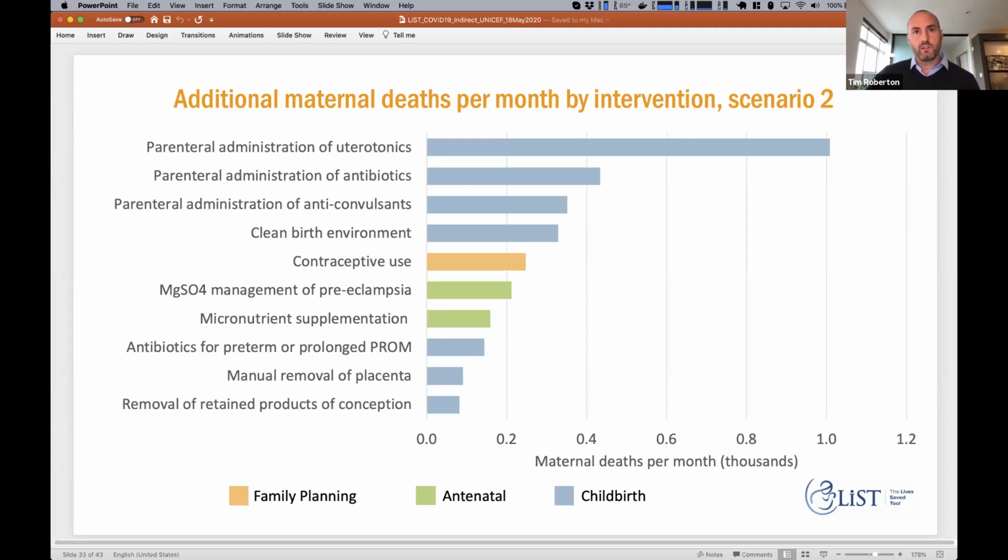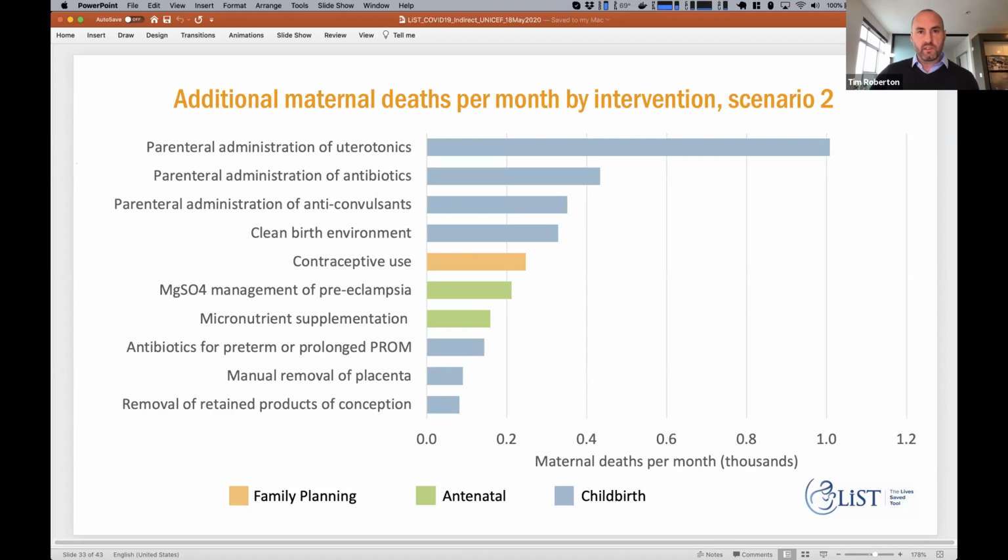So here's our list of interventions for maternal mortality. At the top, you can see uterotonics for PPH, and antibiotics and anticonvulsants for, say, eclampsia. These three interventions, and maybe clean birth environments as well, are going to account for the greatest numbers of additional maternal deaths. So what this is saying is that because of the reductions in our scenarios to these interventions, you are going to see large numbers of additional deaths, whereas for other interventions, if they were reduced, you would not see as many additional deaths.